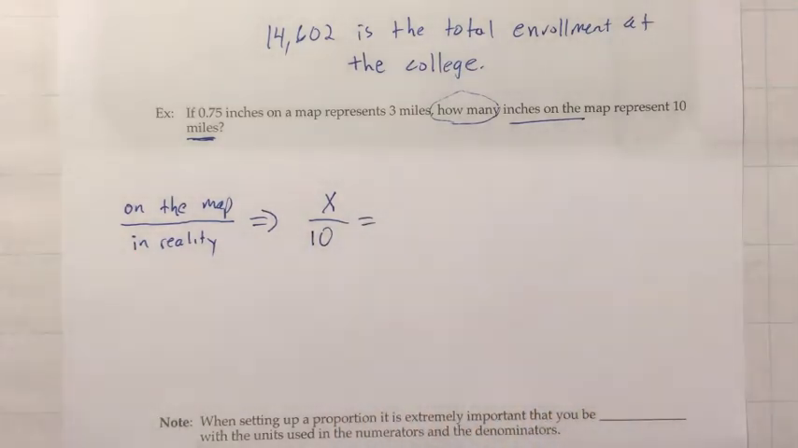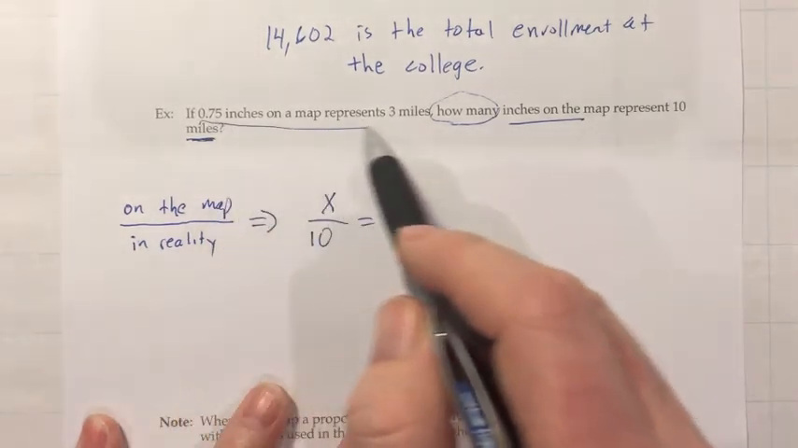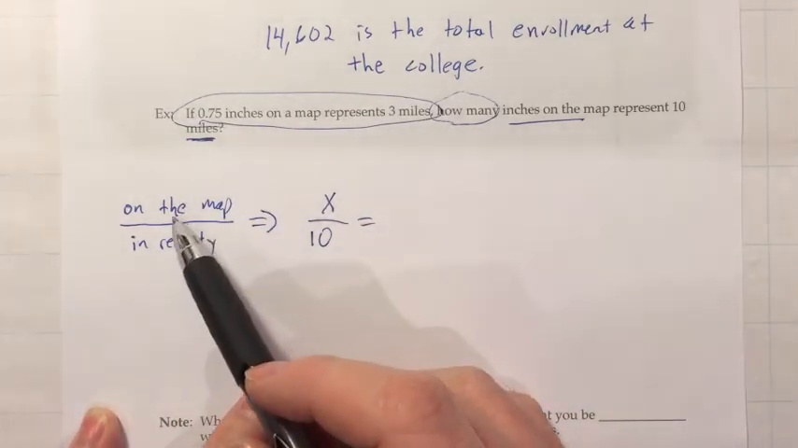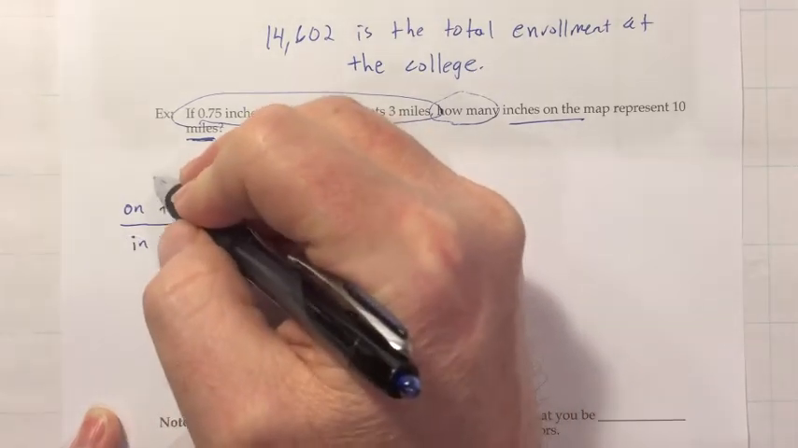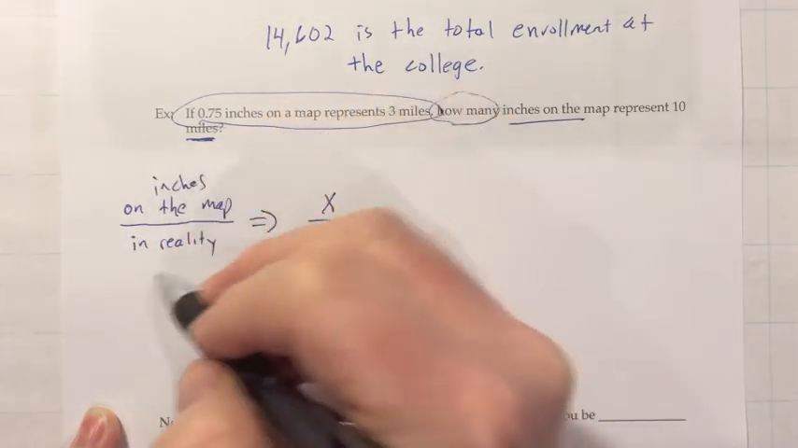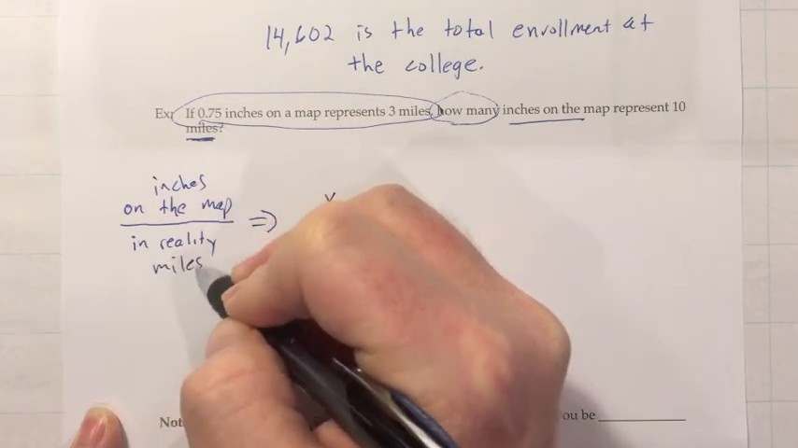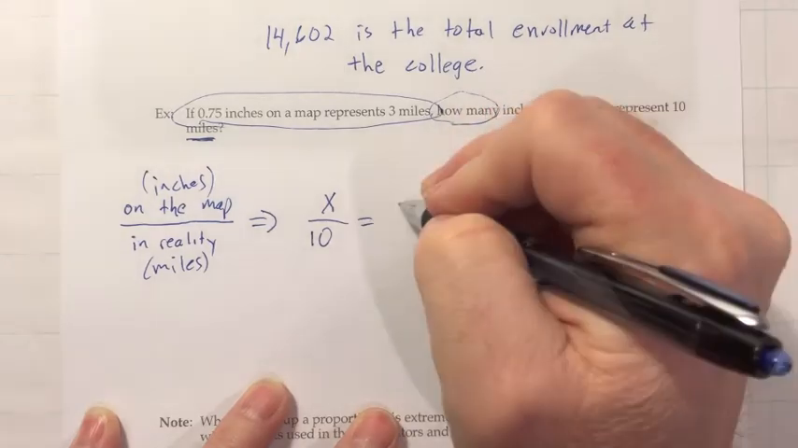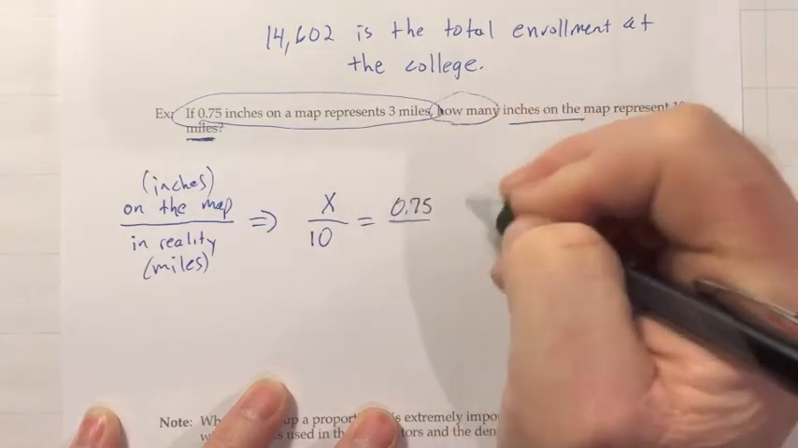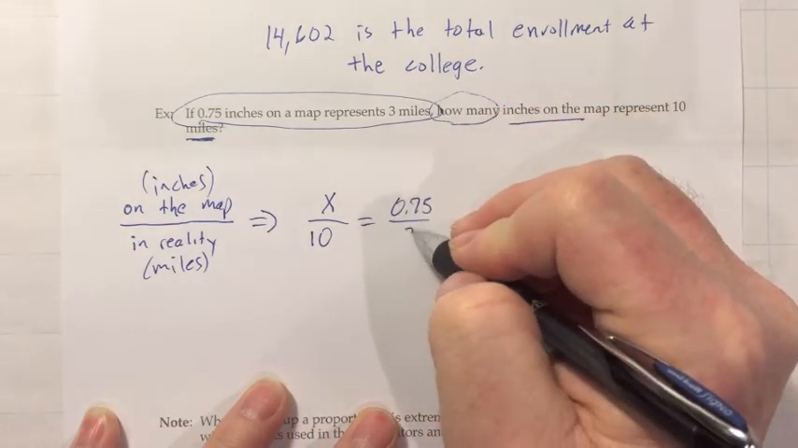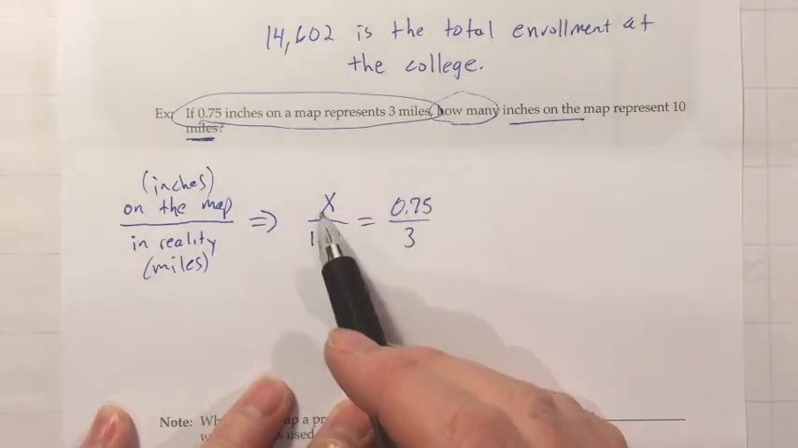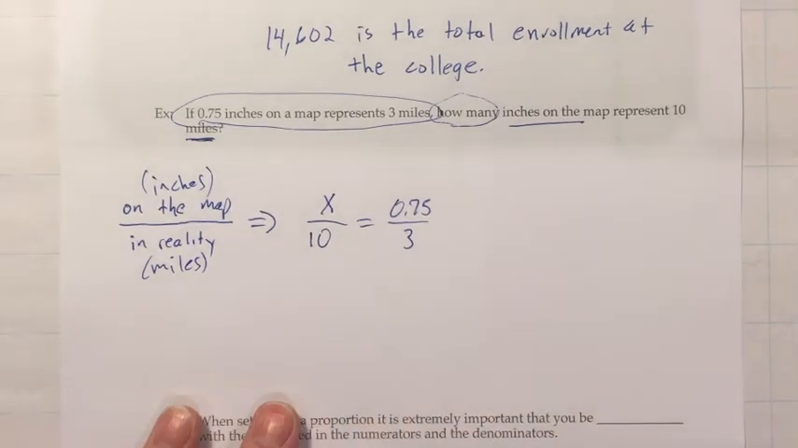And then when I set up the other fraction, I want to use this information that they gave me right here, and I just want to make sure I do that consistently. So this was the inches on the map. Maybe it would have been good to think about that too. Those were the inches, these were miles. So I'll go ahead and get those set up, and let's see, it was 0.75 inches over 3 miles. Just make sure that it's consistent. This was 10 miles, that was 3 miles, this was inches, this is inches. Once you get that set up, it should be pretty quick and easy to solve.